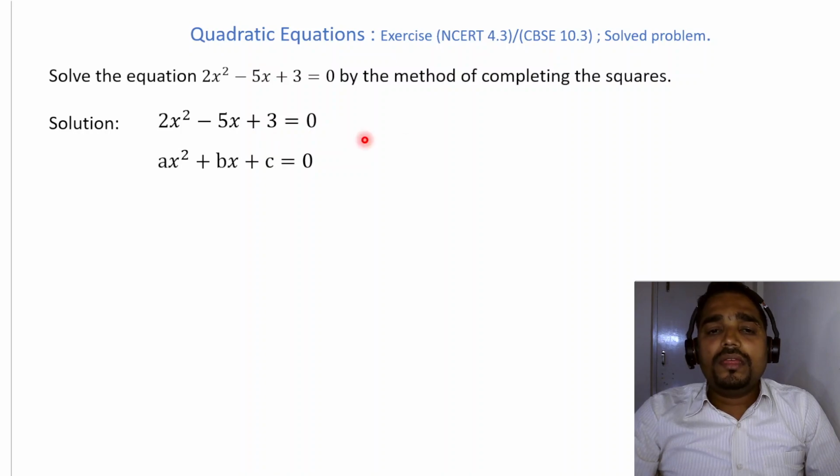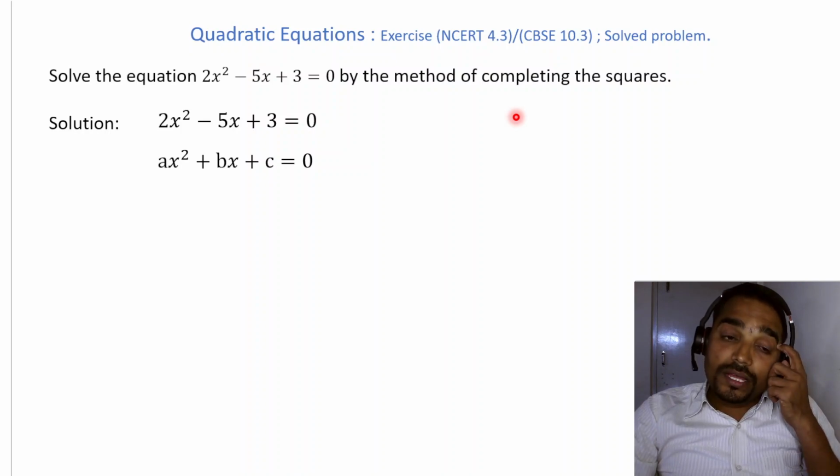equals 0. Now, coming to the expectation, we have to solve this particular quadratic equation by the method of completing the squares. In our earlier videos, we have already seen that the roots of a quadratic equation can be found by using the factorization method. Similar to the factorization method, there is one more method called the completing the squares method.